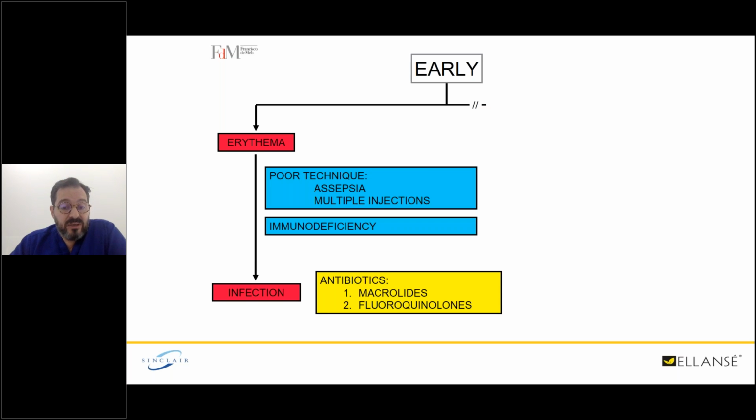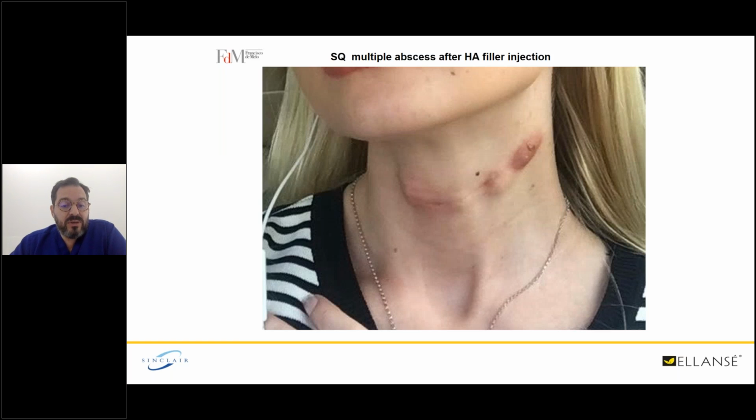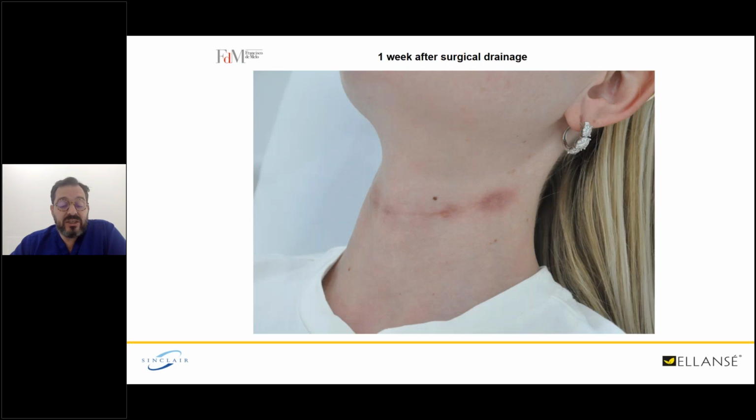Remember about infection. Can you go to the next one? And infection is about our care. We need to clean and treat people like we should. This is a patient that came to see me after a filler injection with multiple abscesses because they used a leftover over lips without changing the needle. Can you go for the next one? After drainage, things go back to normal, but she has some hyperpigmentation, which is resulting from inflammation. So you need to be aware of this. The next one, please.